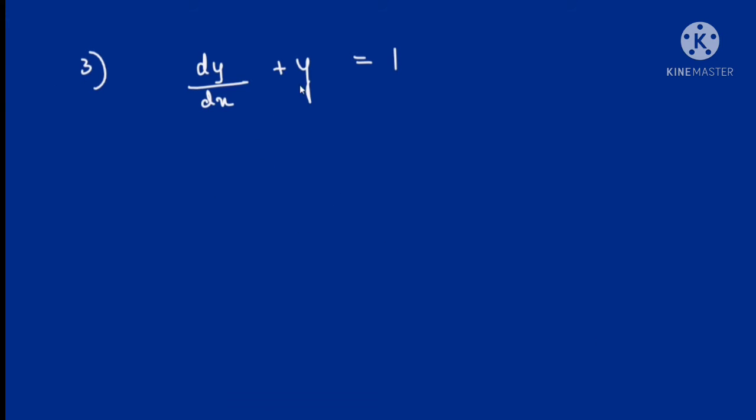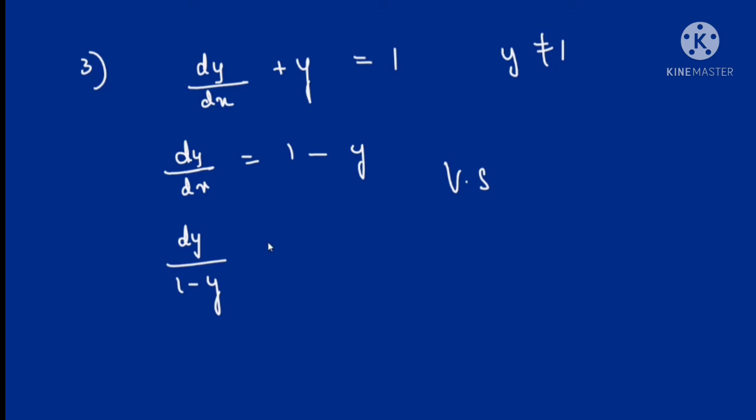dy by dx plus y is equal to 1, y is not equal to 1. If y is 1, it will become 0. That's why y is not equal to 1. So dy by dx is equal to 1 minus y. So separate the variables. We are using the variable separable method. So keep dy here, bring this 1 minus y to the denominator, and take dx to the other side. So we have separated the variables.